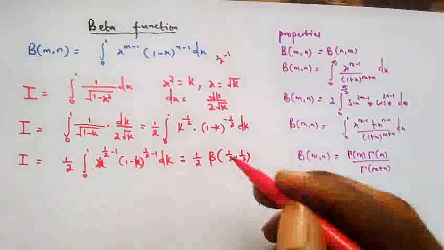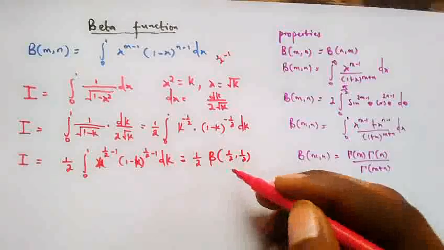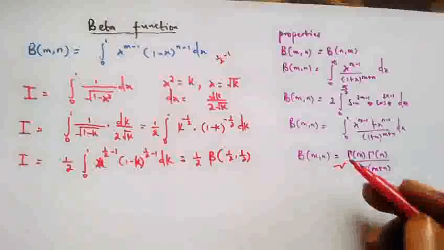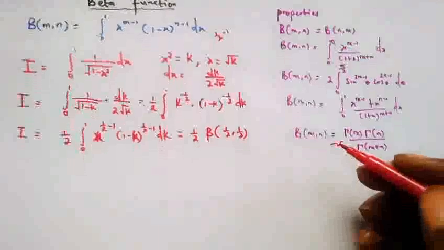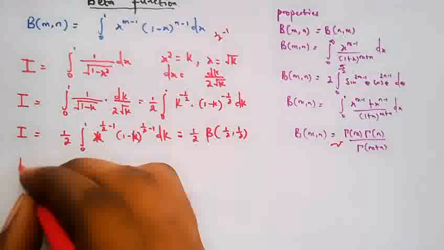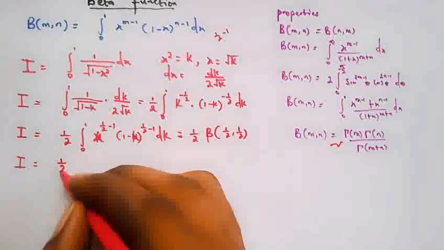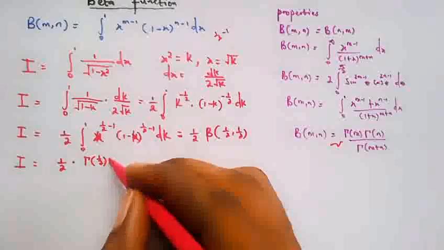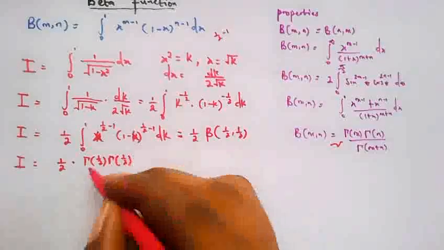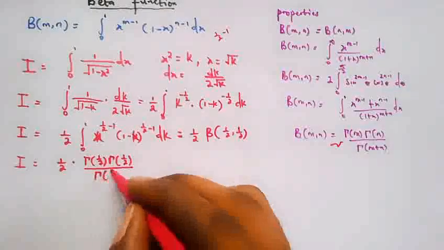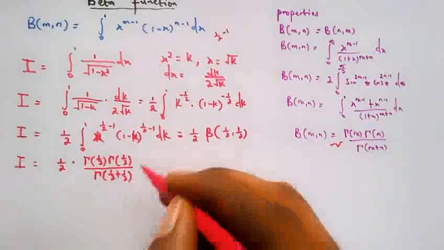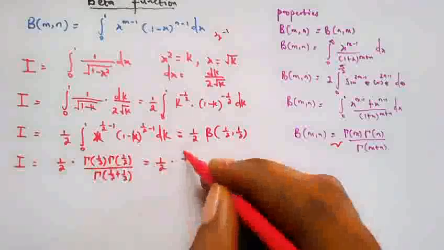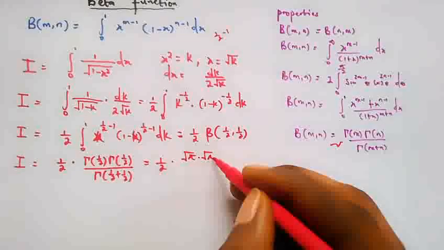So now, how do we evaluate the beta of 1 over 2, 1 over 2? We're using this property here. So now we have I equal to 1 over 2 times the gamma of 1 over 2 times the gamma of 1 over 2, all over the gamma of 1 over 2 plus 1 over 2. So we have this equal to 1 over 2 times the gamma of 1 over 2, square root of pi times square root of pi.